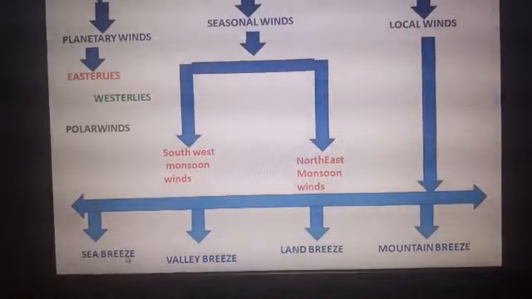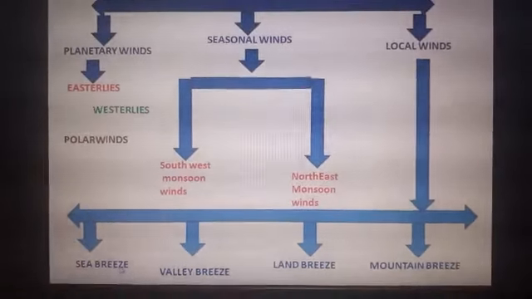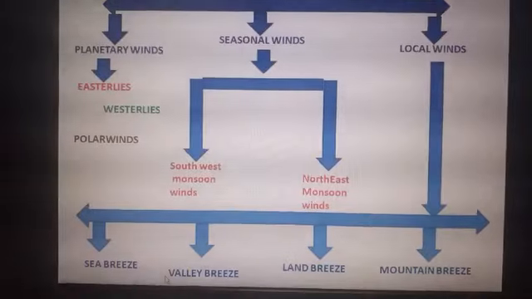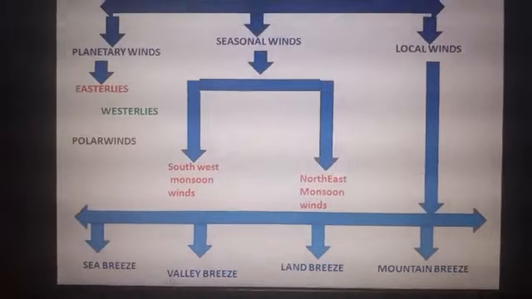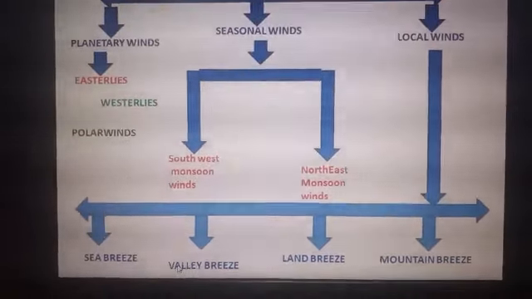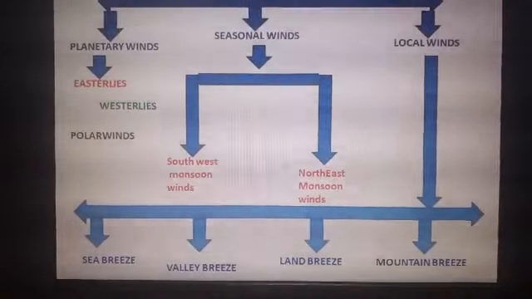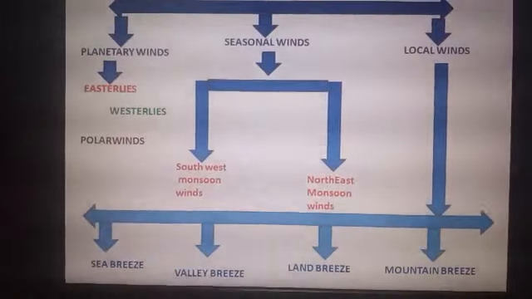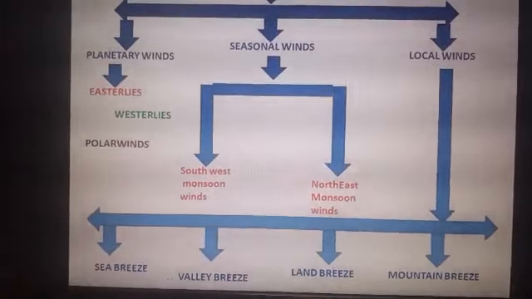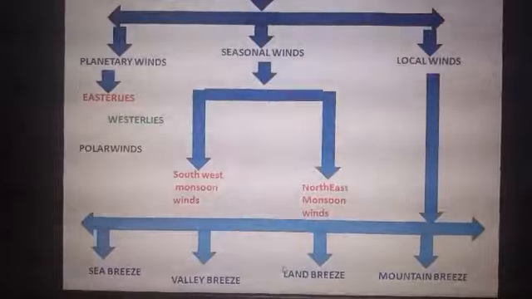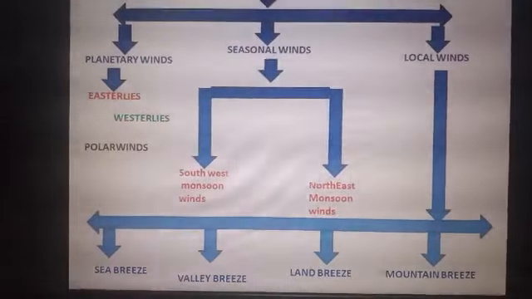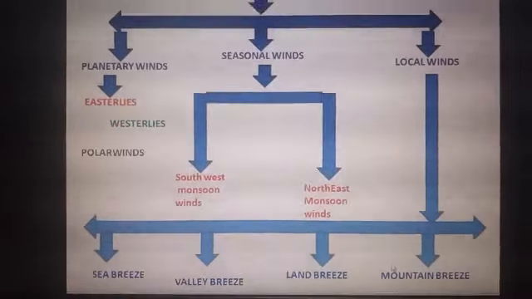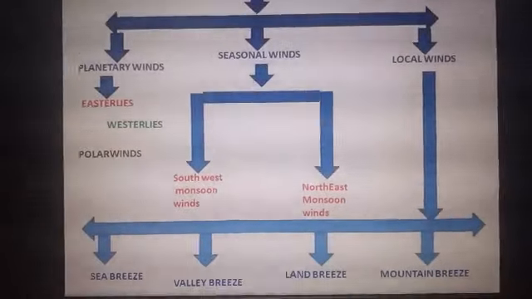Sea breeze, that is the wind over the sea is called sea breeze. Then we have valley breeze, which blows between the two mountainous regions, the valley, that is called valley breeze. Then we have the land breeze, the wind that blows on the land is called land breeze. And the mountain breeze, the wind over the mountains, that is called mountain breeze.